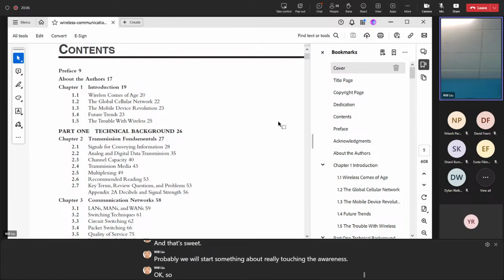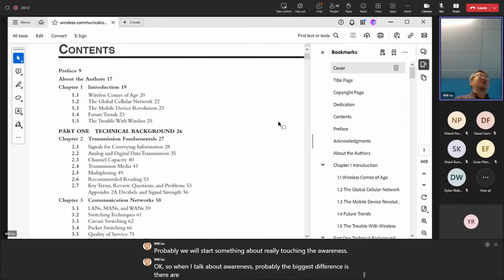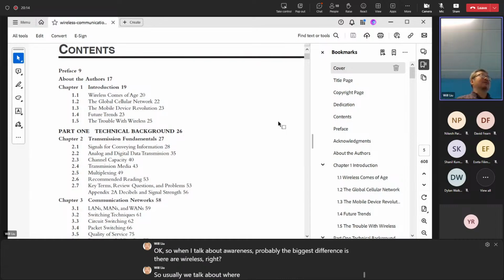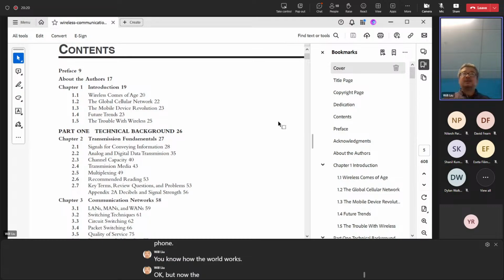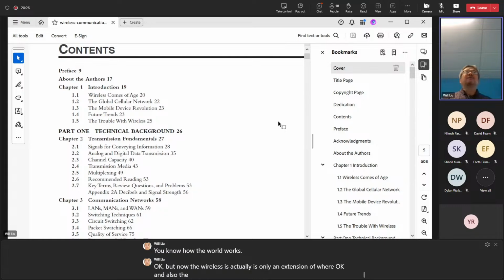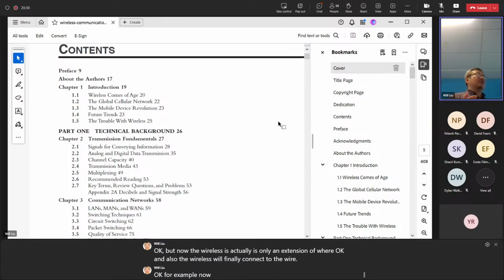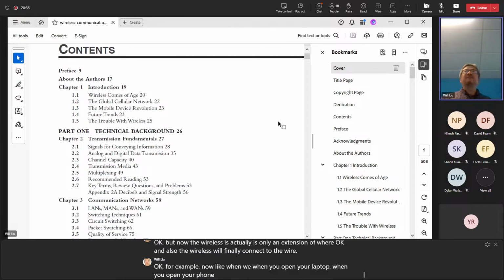When I talk about wireless, the biggest difference is that it is wireless. Usually we talk about wire. If you have some networking background, you know how the wire works. But wireless is only an extension of wire, and wireless will finally connect to the wire. For example, when you open your laptop or your phone, we are using Wi-Fi.